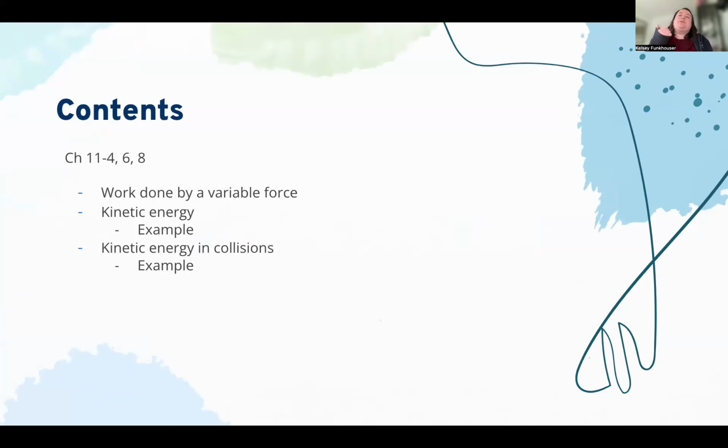So this comes from chapter 11-4, 6, and 8. It's work done by a variable force first, so that part's not about kinetic energy. And then we have kinetic energy and an example, and kinetic energy and collisions and an example.